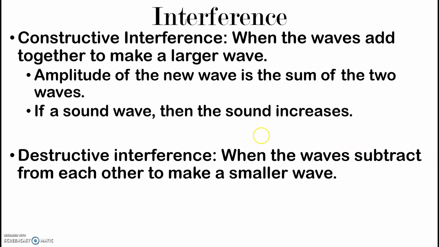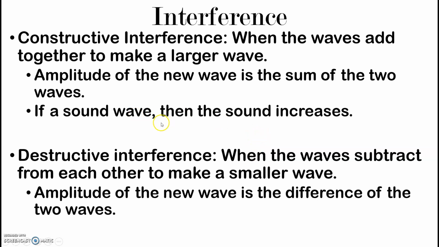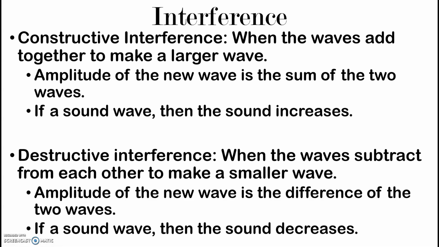Destructive interference is when the waves subtract from each other and make a smaller wave. The amplitude of the new wave is the difference of the two waves. And again, if it's a sound wave, then the sound decreases.